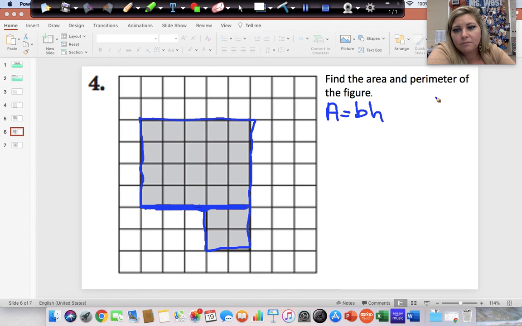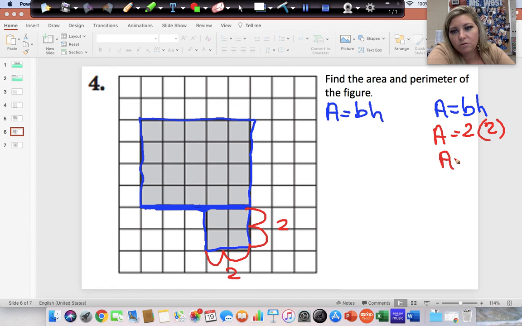So base times height and base times height. For this bottom one, our base is 1, 2, and our height is 1, 2. So area equals 2 times 2, and 2 times 2 gives me 4. So the area for this bottom one is 4. And here, our base is, well, I can do it up top, 1, 2, 3, 4, and 5. And our height is 1, 2, 3, 4. So our base is 5 and our height is 4.